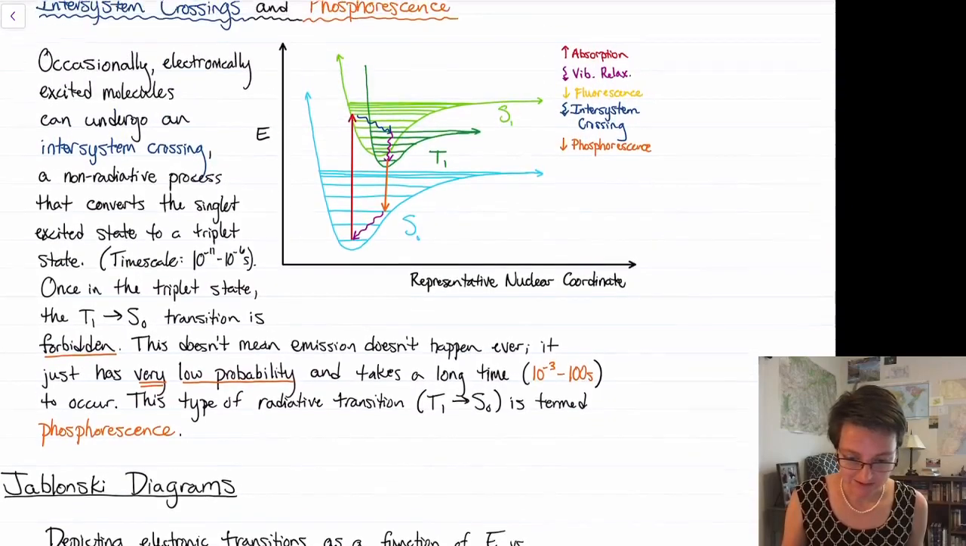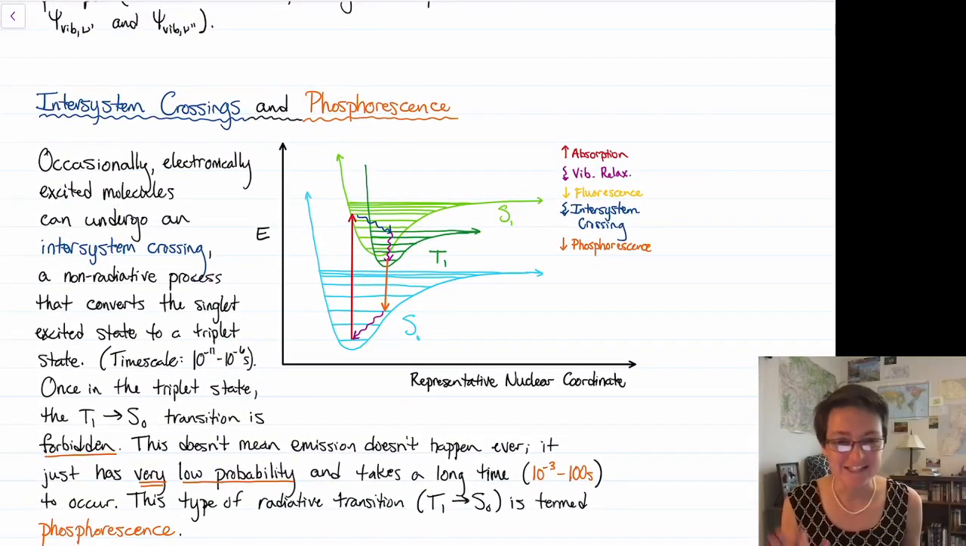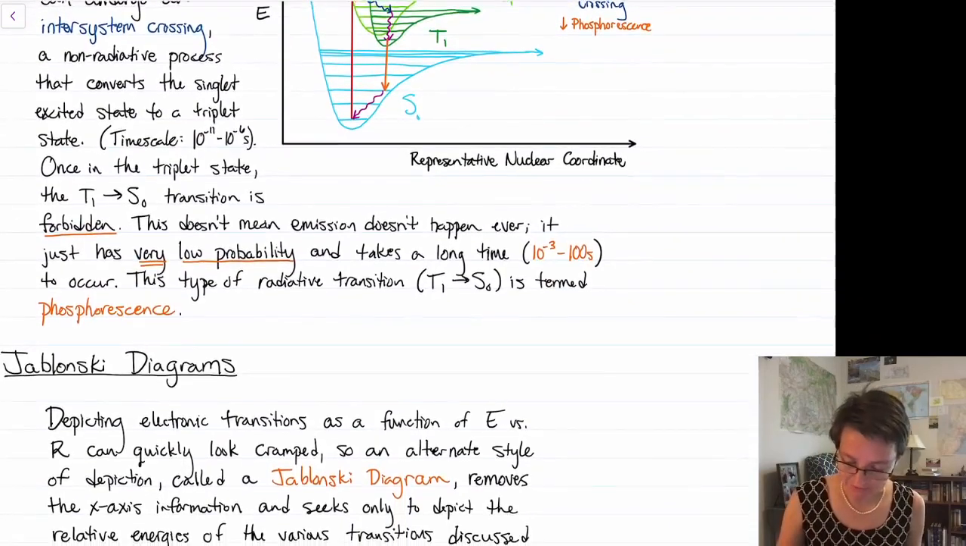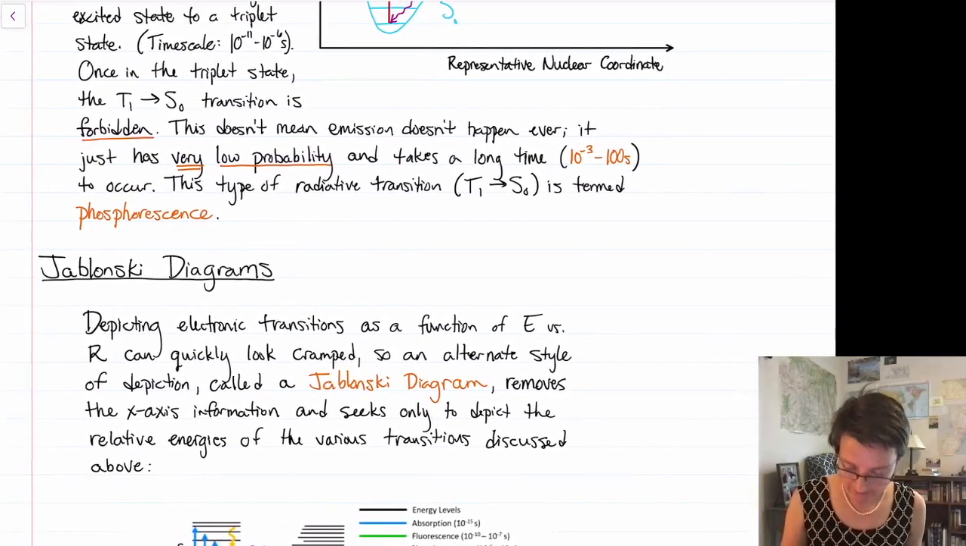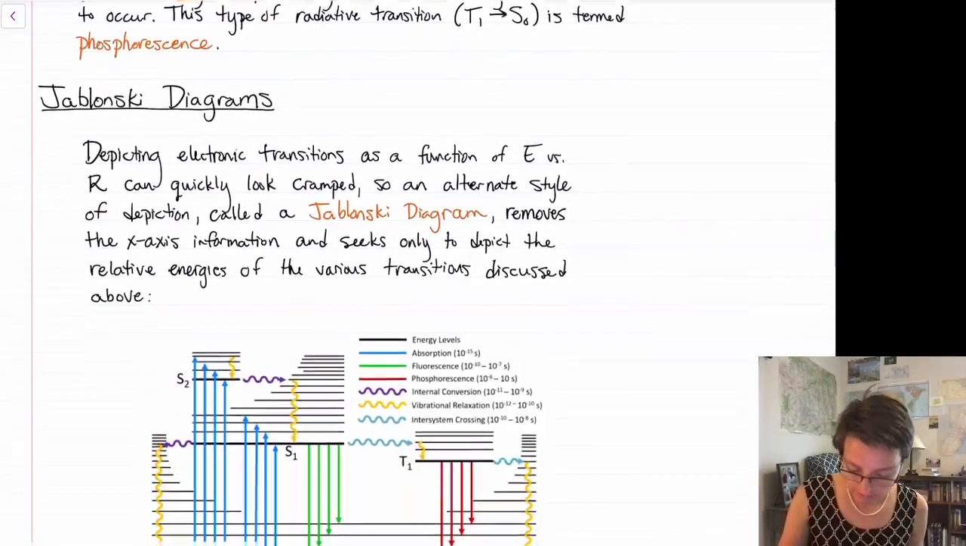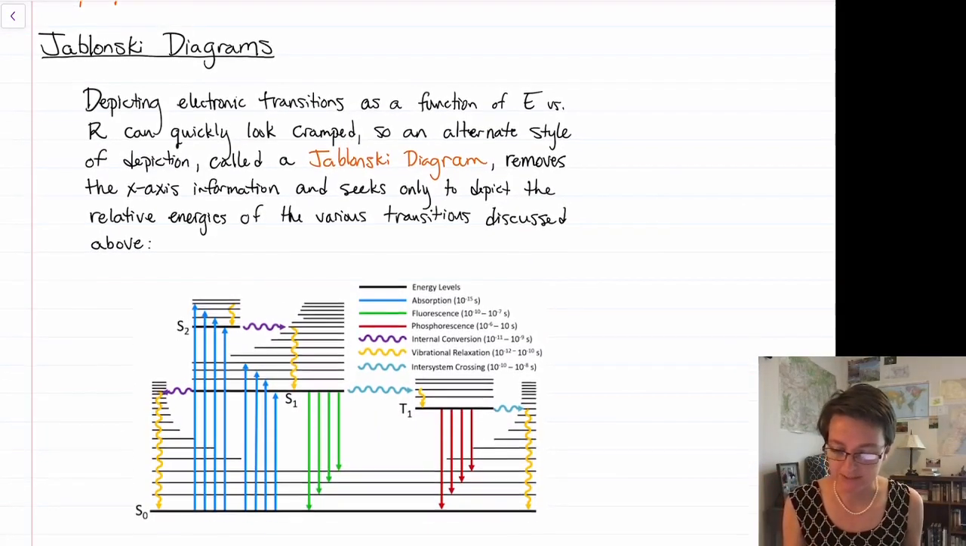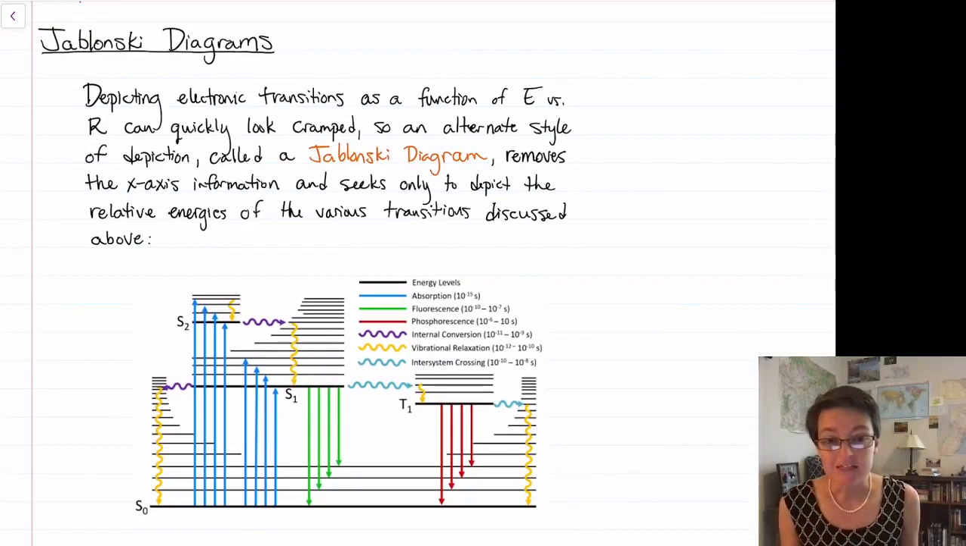Now, you may have noticed, I deleted fluorescence from my diagram, and it still looks like I have a lot of arrows and lines on top of each other. So the last thing that I want to talk about for today's lecture is an alternate depiction for showing what all these different possible transitions look like. These are called Jablonski diagrams.